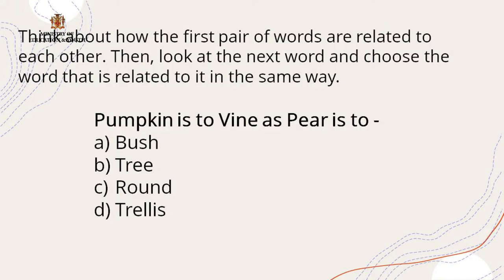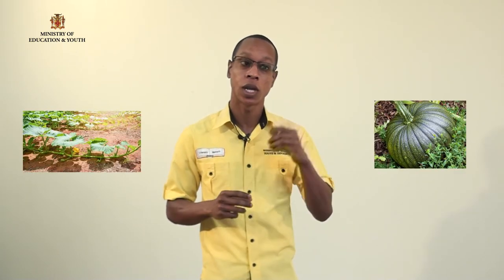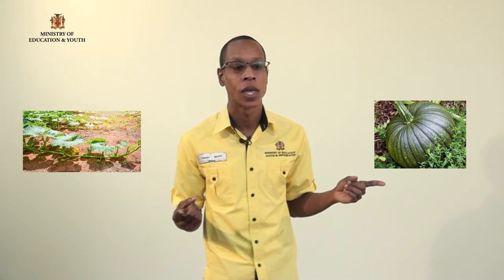Let us try another example. This question says, pumpkin is to vine as pear is to A, bush, B, tree, C, round, or D, trellis. Now remember to ask yourself this question. What is the relationship between these two things? In other words, what is the relationship between the pumpkin and the vine? Let's think about it for a minute.